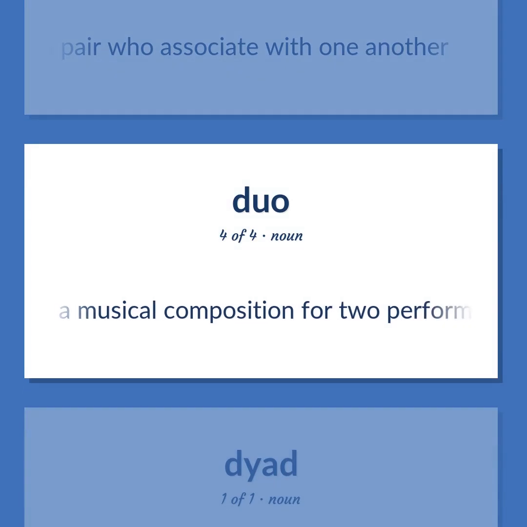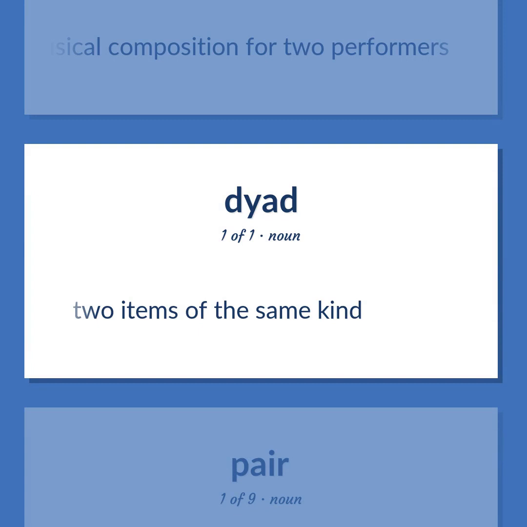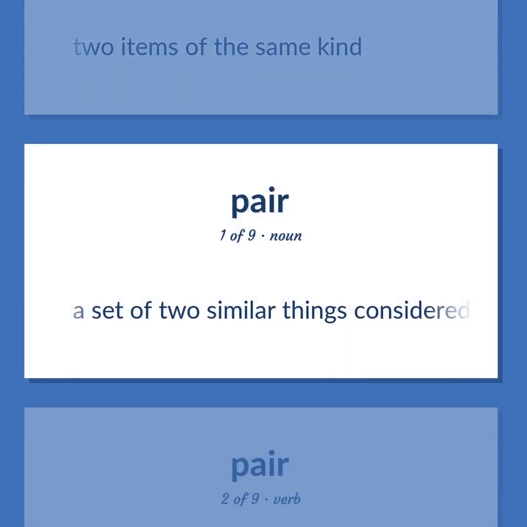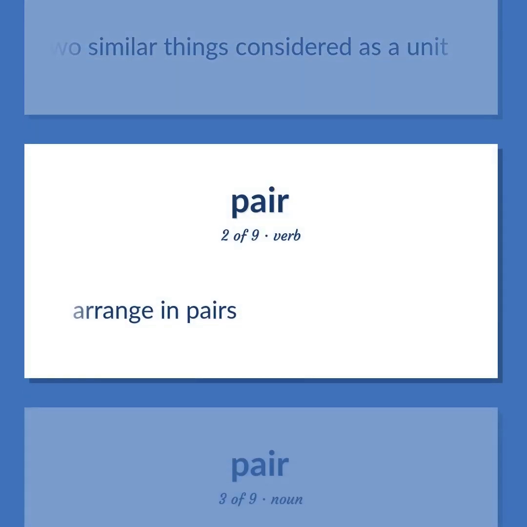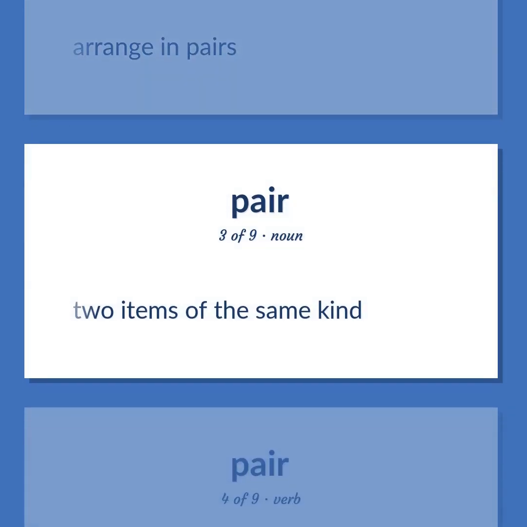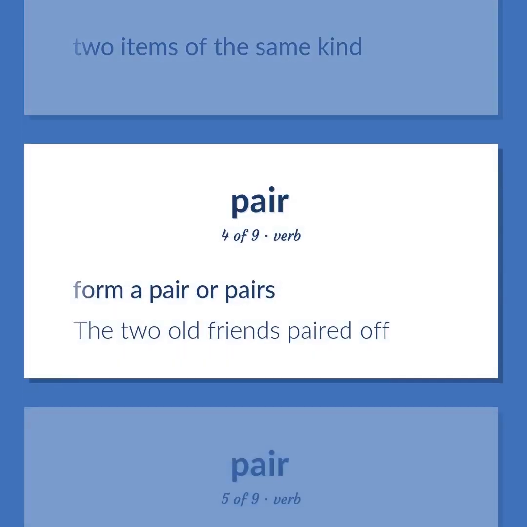A musical composition for two performers. Two items of the same kind. A set of two similar things considered as a unit. Arrange in pairs. Two items of the same kind. Form a pair or pairs.